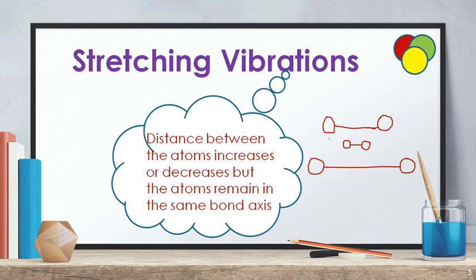Due to stretching vibration, the bond axis remains constant. Here the axis is constant, here the axis is constant, here also the axis is constant, but the only variable is the distance between the two atoms. Here the distance between the two atoms decreases, and here it increases. That means in stretching vibration the distance between the two atoms may increase or decrease, but the atoms must remain on the same bond axis.